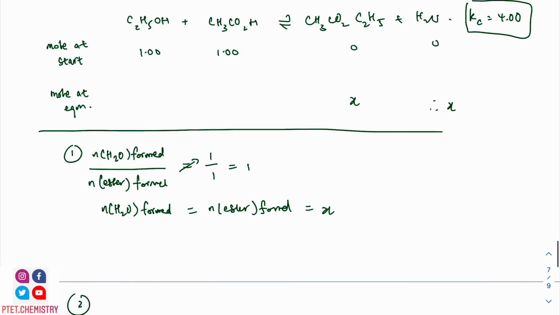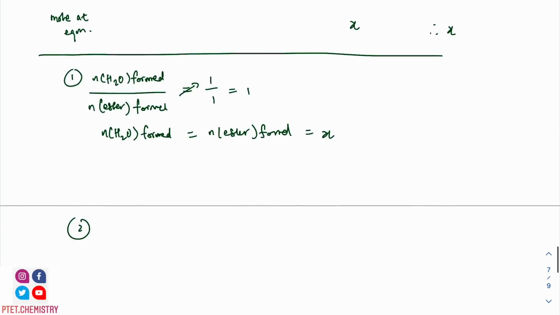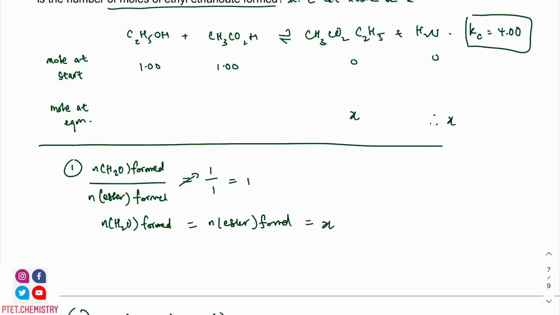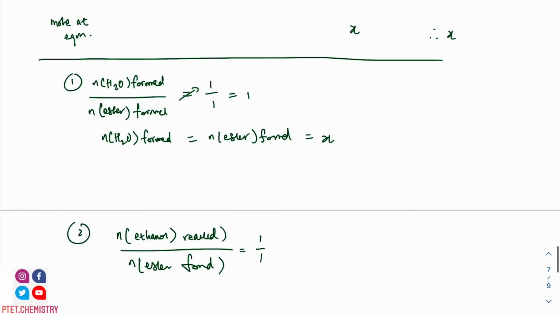What else? So the mole of this reacted, we can compare with the ester that's formed. So it was 1 to 1, right? So the mole of the ethanol, the reactant, the reacted, over the mole of ester formed, was again 1 to 1. I could have done it straight away, but I just want to show you: 1 mole of ethanol reacts to give you 1 mole of the ester.